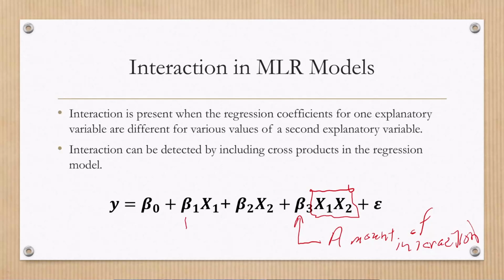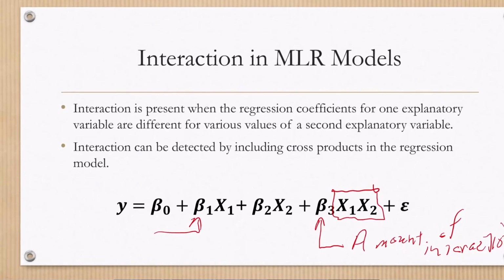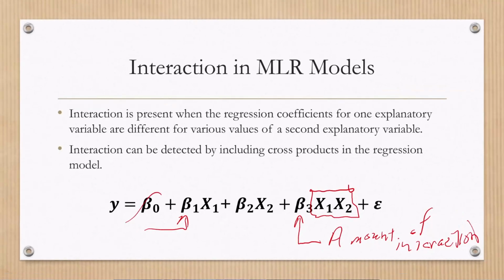So this first slope coefficient, disregarding the intercept here, is for the average effect of x1 on y. We call that a main effect. And the second one is also a main effect. It tells us how much there is an effect of x2 on y.